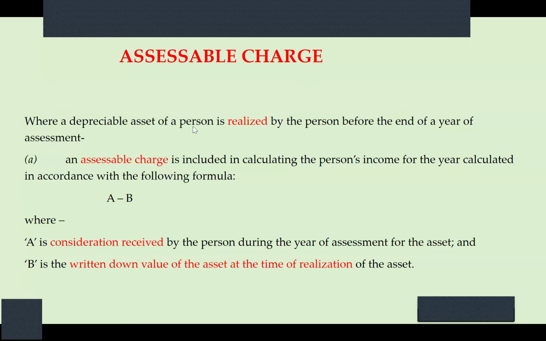Where a depreciable asset of a person is realized, meaning we sold it, by the person before the end of the year of assessment, then the assessable charge is included in calculating the person's income for the year. This is the formula we have to calculate assessable charge. A equals consideration received, that means sales value, minus written down value of the asset at the time of realization. That means if we sold that asset during this year of assessment, we have to consider the written down value up to this year of assessment to deduct from the consideration. Then the consideration minus written down value is the assessable charge.